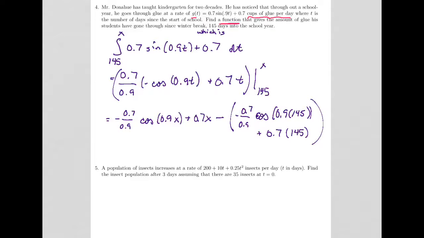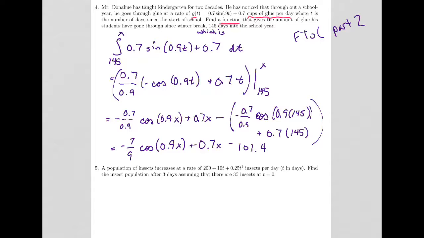Okay, so if you notice, we ended up with a function. We have x's here, and we will have numbers. To clean this up, you would end up with negative 7/9 cosine of 0.9x plus 0.7x minus 101.4. And this is an approximate amount, the 101.4. But that will be a function that gives the amount of glue his students have gone through since winter break. And so this is a fundamental theorem of calculus part 2. All right.